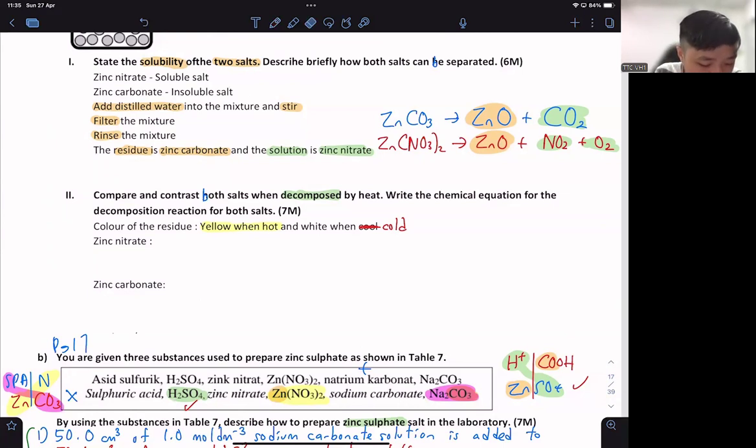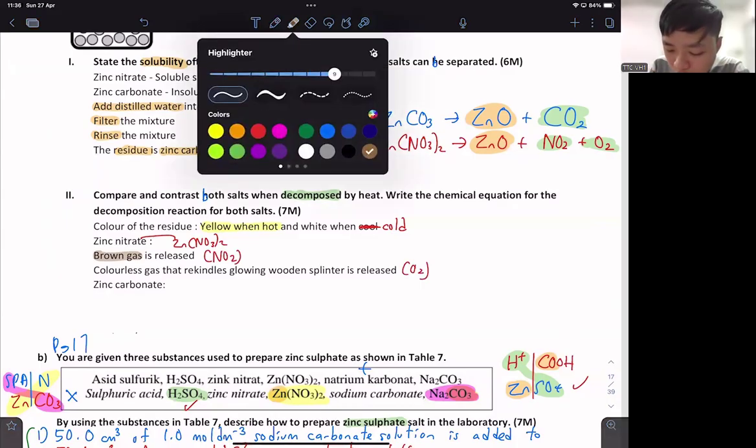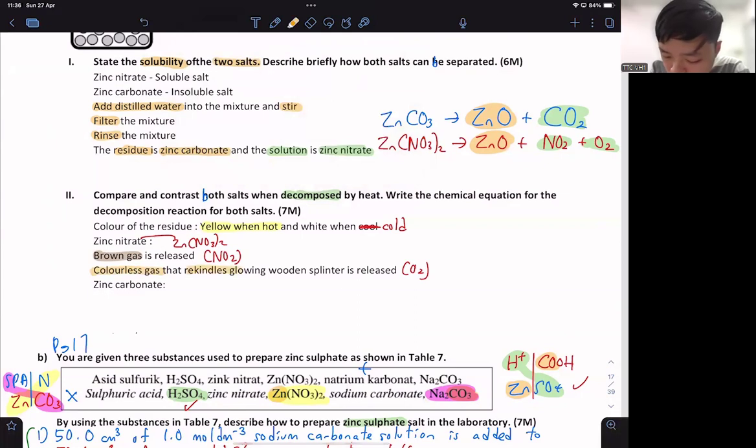Then the difference: zinc nitrate produces a brown gas, the NO2 that you talked about just now. When you heat zinc nitrate, you get NO2 and O2. The O2 is a colorless gas that rekindles a glowing wooden splinter. When you put the wooden splinter inside, the flame relights.